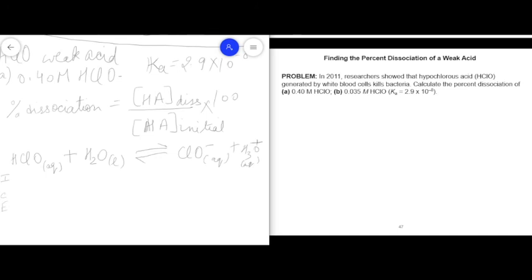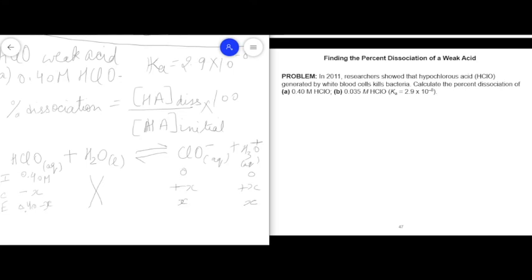So we'll begin with our ice table. What do we need for ice? The initial concentration. So what is our initial? Oh, let me rewrite that. It's going to be 0.40 molar to begin with. Water is liquid, so we don't care about it. ClO initially is a product, so 0 and 0. Change is going to be minus x plus x plus x. Equilibrium would be 0.40 minus x, x, and x, right?